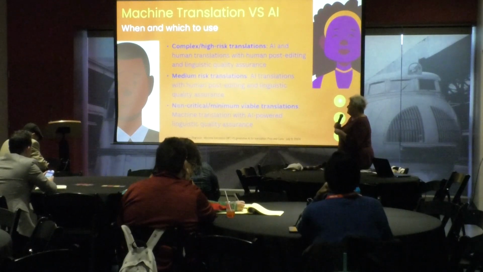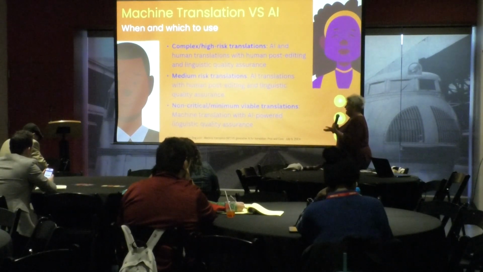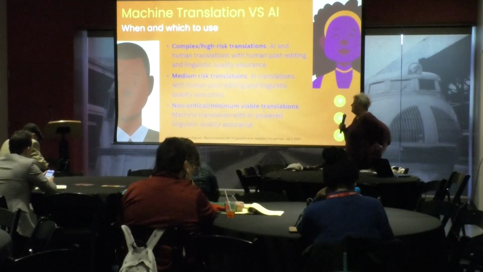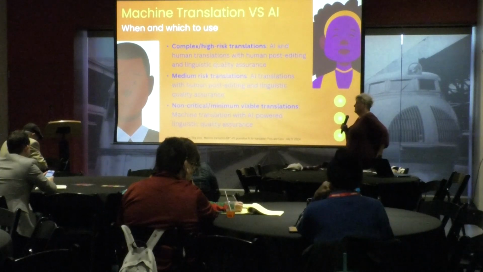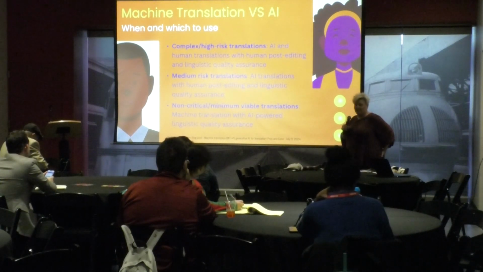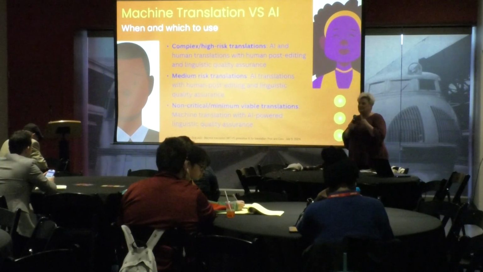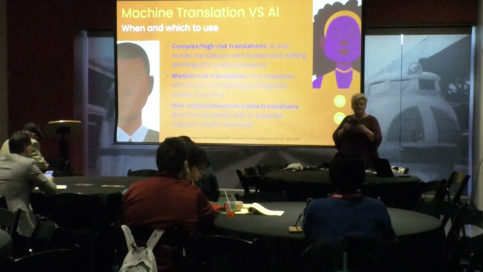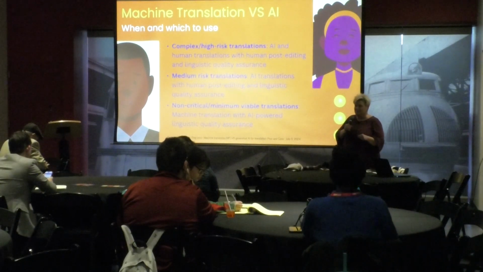So, for medium risk translations, do the AI, use a human, always be on the safer side. If you've got a human who can go through it, I would do it. And then non-critical, you can do machine translation with AI powered and somebody to look at it. There just is really no situation where, especially if it is your brand, that I would put anything out there without having a human who speaks the language look it over.